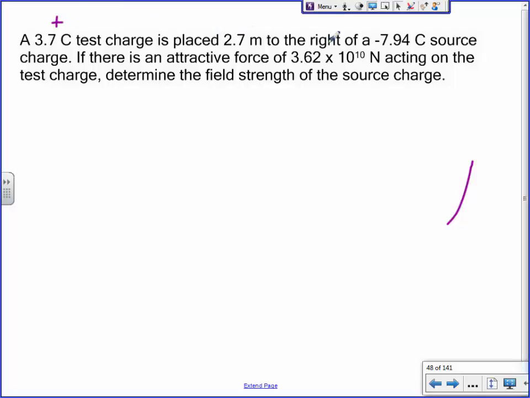Okay, it's placed 2.7 meters to the right of a negative 7.94 Coulomb source. This one does have a lot of extra electrons. What's going to happen to these two charges? Are they going to want to attract or repel? Attract. Okay. They've actually told us the amount of force that's acting. Let's see if we can figure out the field strength. So, new formula, electric field strength with the arrow on top. Do not forget that. It'll save you headaches if you can remember. Is equal to the amount of electric force, that's a vector, over the amount of charge.